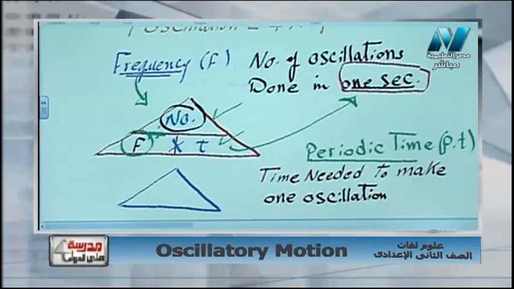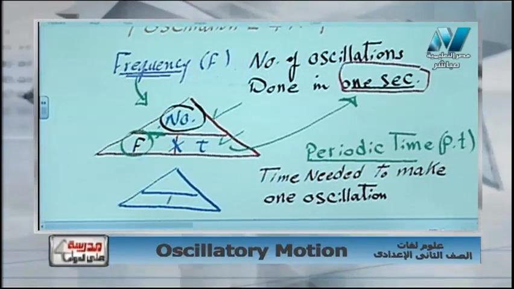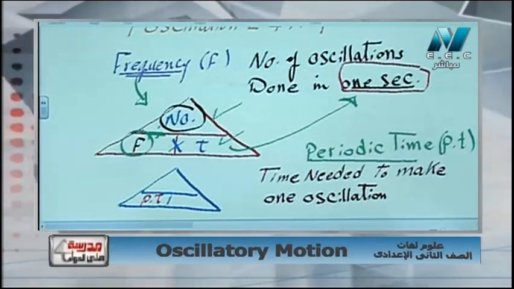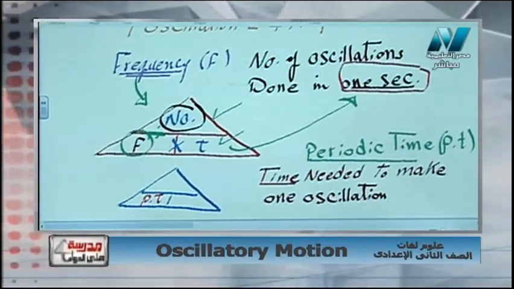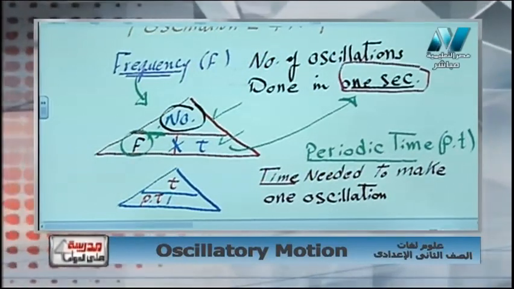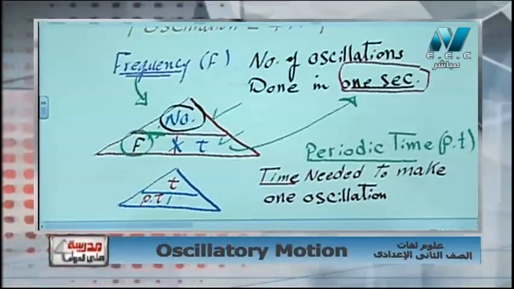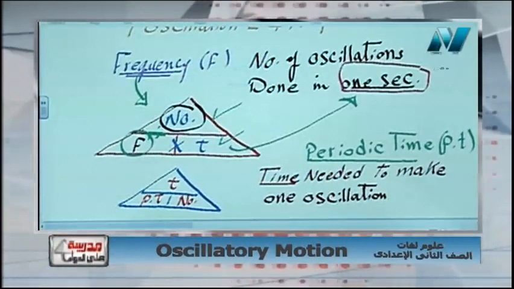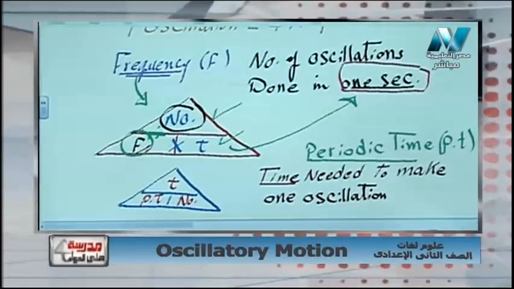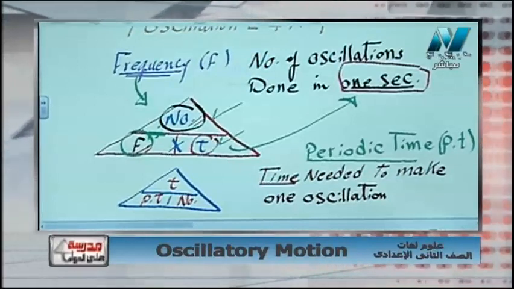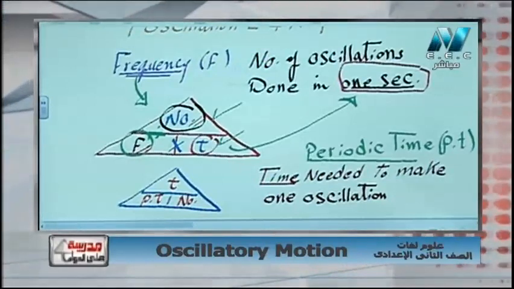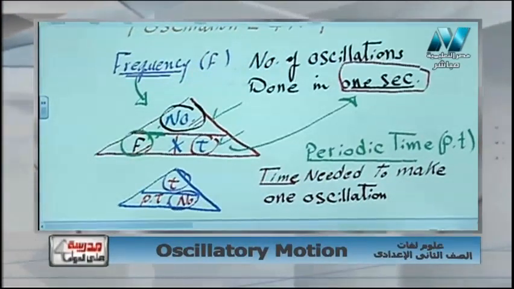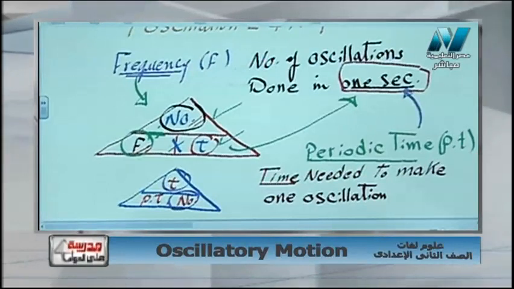How do I know the mathematical law? How do I write it? Here we have a magic triangle like that. We start with what? I say periodic time PT equals what? Equals time needed, so I write the time on top, to make one oscillation, so here at the bottom number of oscillations. So we have the opposite of frequency, which equals number of oscillations over time, while periodic time equals time over number of complete oscillations. Of course, the measuring unit of periodic time is also second.